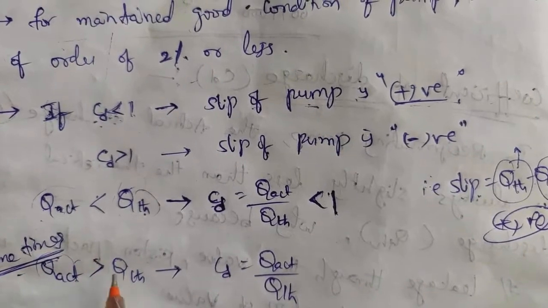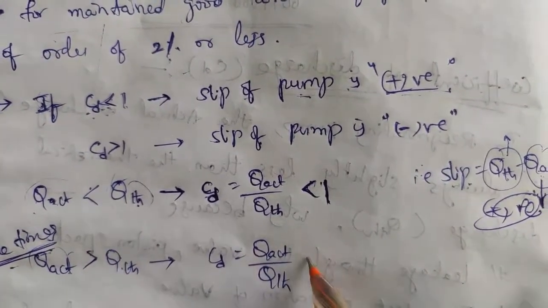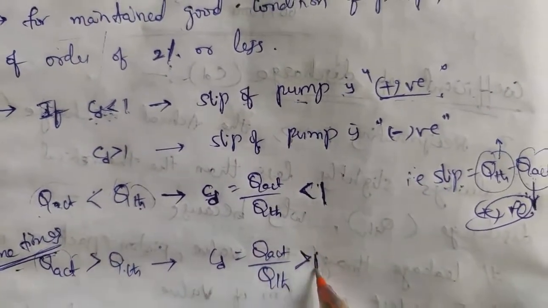Sometimes Q actual is greater than Q theoretical. So that's why this value is greater than 1.